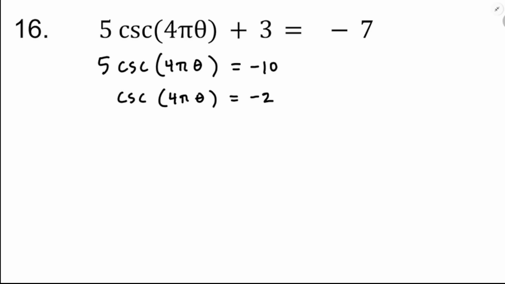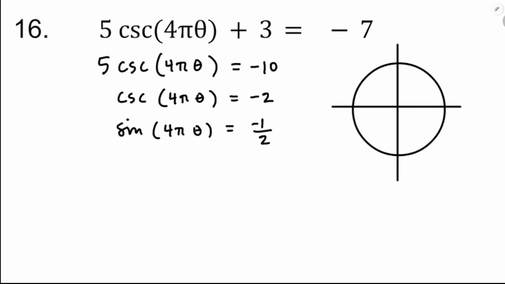Okay, but we're not experts on cosecant, so we want to write this in terms of sine. And cosecant is 1 over sine, so I think that would mean sine is 1 over cosecant. So I'll say that sine of 4 pi theta is negative 1/2. And now that I've got it down to trig function equals number, I can go to the circle and say, all right, sine equaling negative 1/2. Okay, negative 1/2, not very far down the unit circle. I know that's really not even all that close to a half.